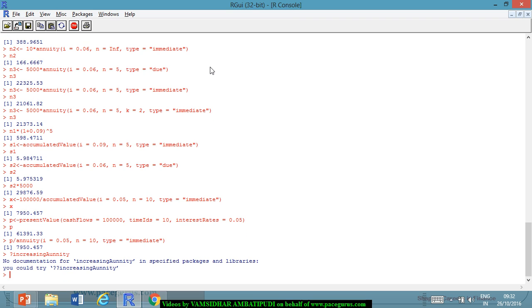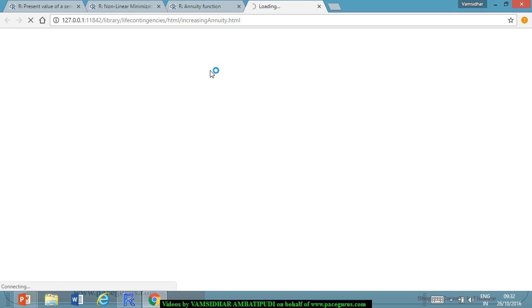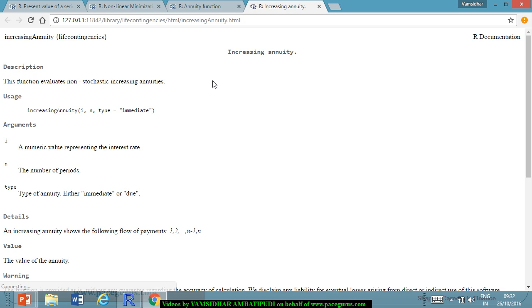So increasing, oh, the spelling is wrong. Increasing annuity. So what is this increasing annuity function containing? It evaluates non-stochastic increasing annuities. Non-stochastic means it does not contain any kind of uncertainties. So fixed increasing annuities are typically computed.